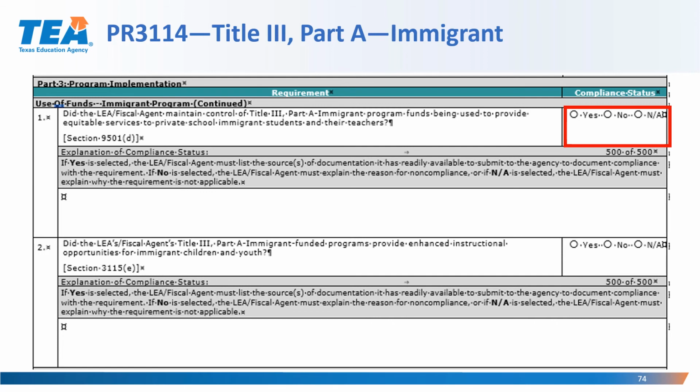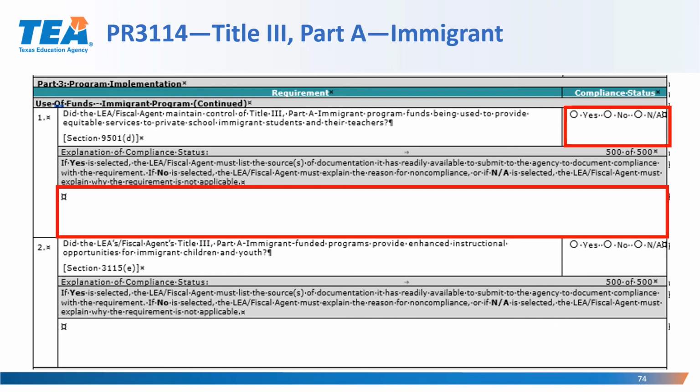Part 3, Program Implementation, has 2 questions that the LEA is asked to respond to for Title III Part A, Immigrant. The first question, did the LEA maintain control of Title III Part A immigrant program funds being used to provide equitable services to private school immigrant students and their teachers? Yes, no, or not applicable.